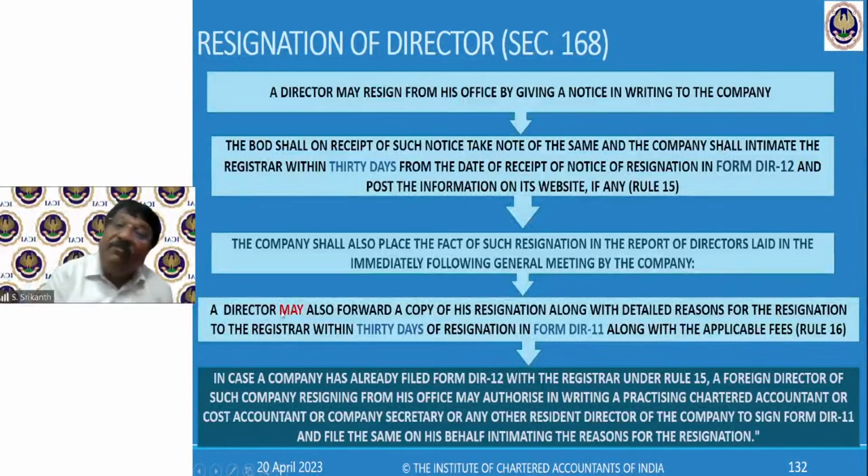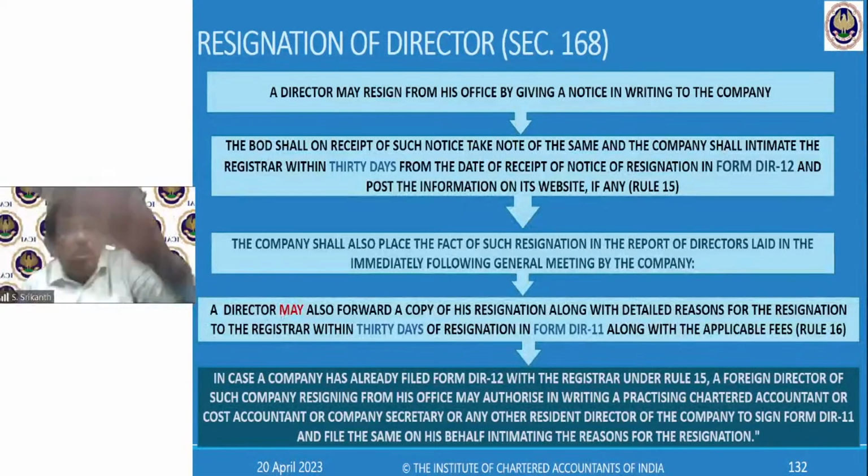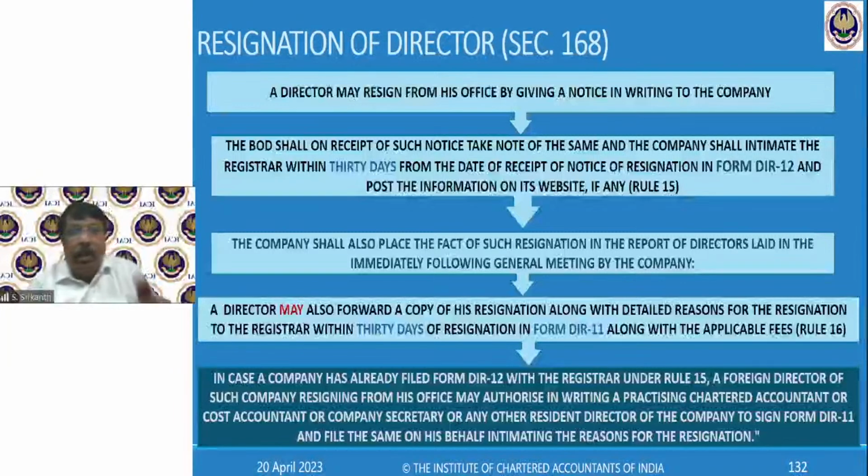It is an option. Director may file. Even if they file DIR 12, he may file DIR 11. DIR 11 is not in lieu of DIR 12. Even if he files DIR 11, company shall file DIR 12. I hope I have clarified this point.